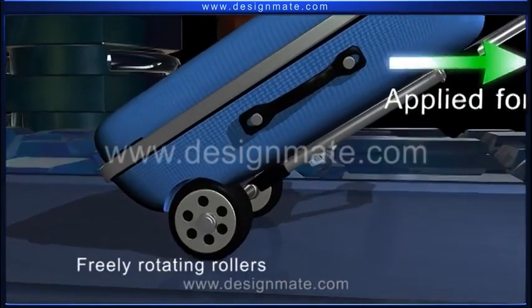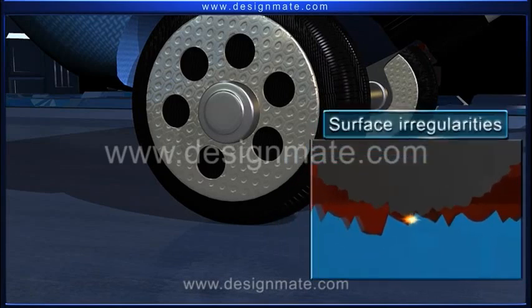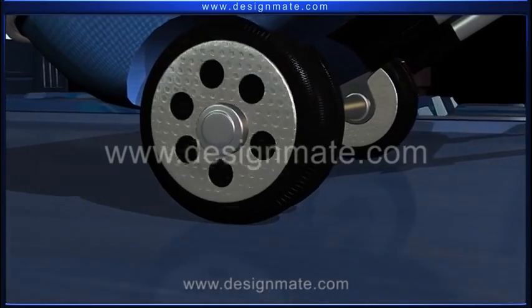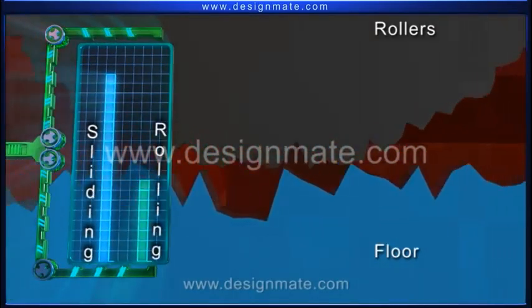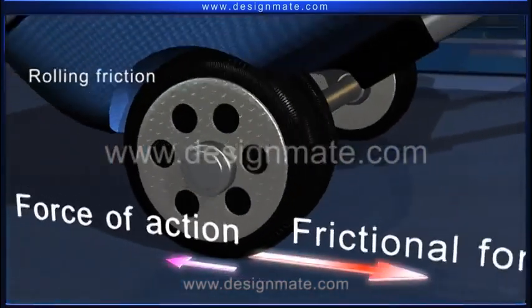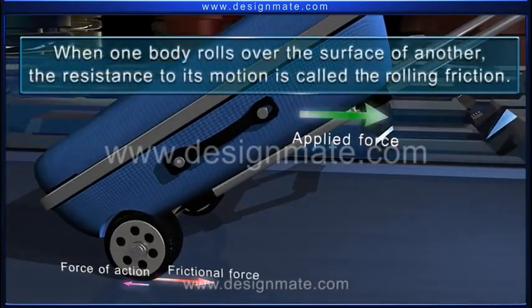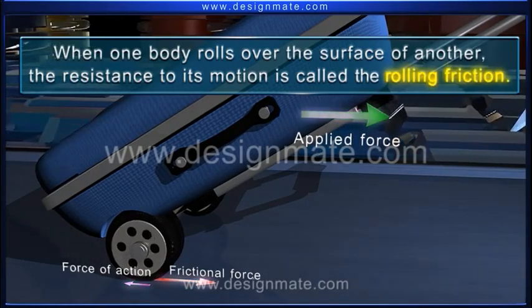Now, consider luggage with freely rotating rollers. When at rest, the surface irregularities of the rollers and that of the floor are interlocked. But when the luggage is dragged, the rollers start to rotate. The rotation of the rollers prevents the direct rubbing of the roller surface against the floor. Hence, the friction is much less in this case as compared to that in the case of sliding. This friction is called rolling friction. When one body rolls over the surface of another, the resistance to its motion is called the rolling friction.